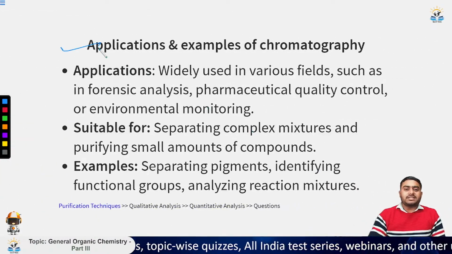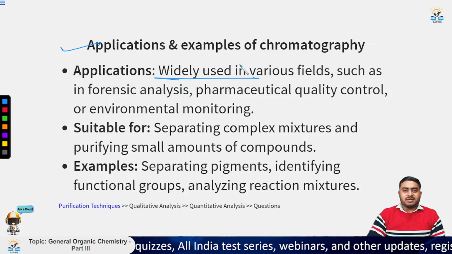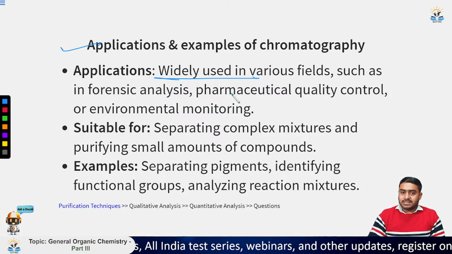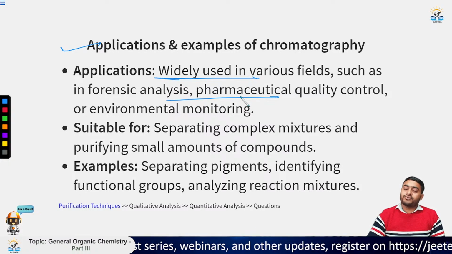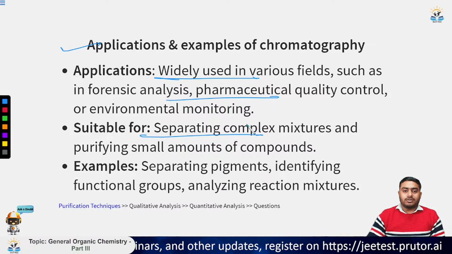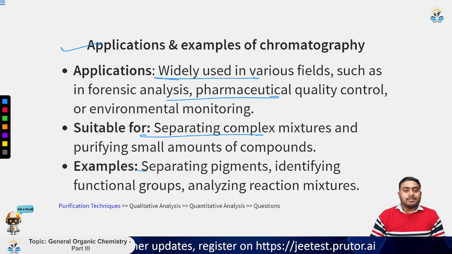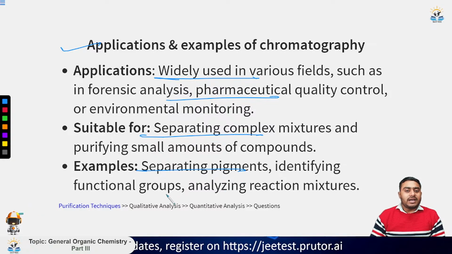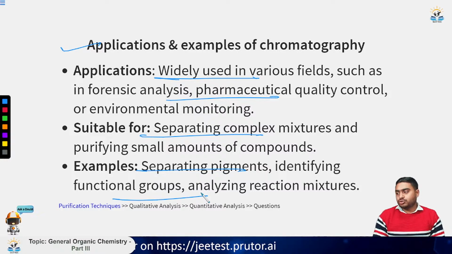Next are the applications and examples of chromatography. It is widely used in various fields such as forensic analysis, pharmaceuticals, quality control, and environmental monitoring. It is very interesting and important as well. It is suitable for separating complex mixtures and purifying small amounts of compounds. Examples include separating pigments, identifying functional groups, and analyzing reaction mixtures. So chromatography is a very useful method.